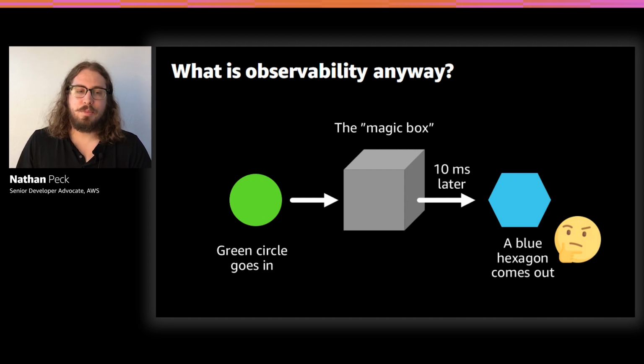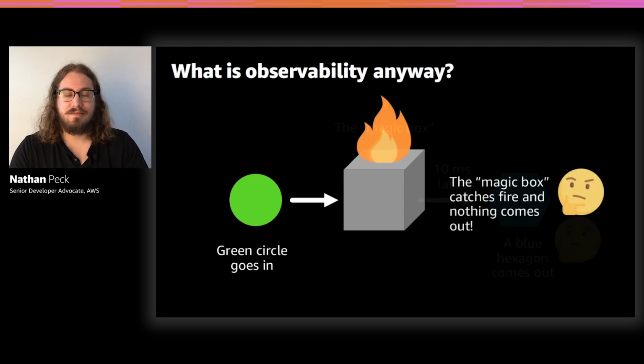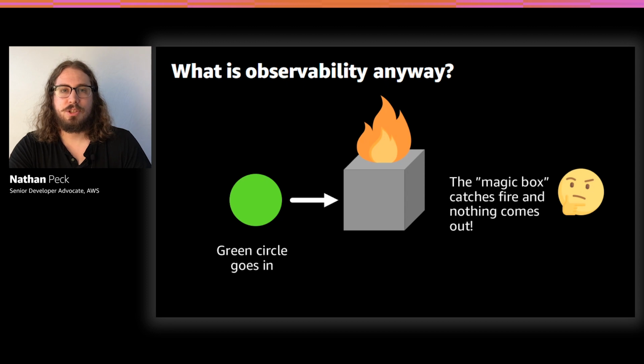The next day, you put the green circle in, and this time the magic box just catches fire, and nothing comes out of the box. So now things are really going bad. Customers are mad. Green circles are just piling up. No one knows how to fix the magic box, and there's definitely no purple pentagons being created. Even worse, your customers are now taking their green circles to a different person. They're taking them to a competitor. So what was the problem here?